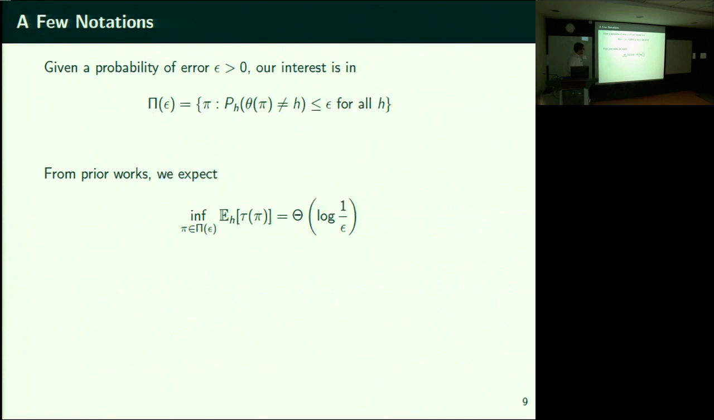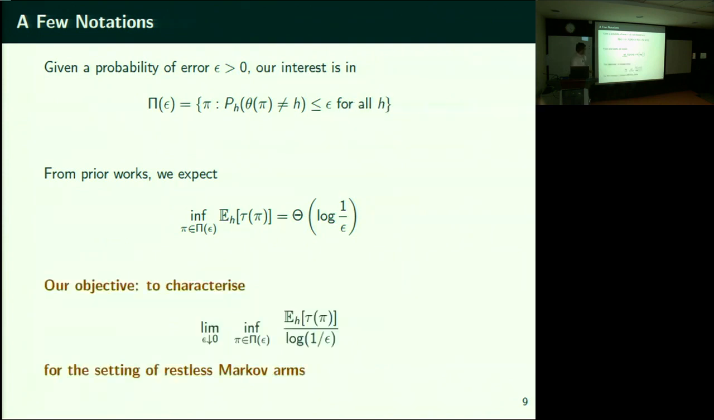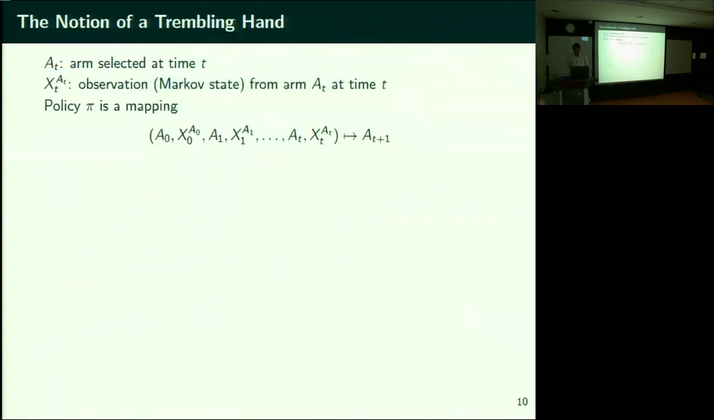Okay. So from prior works, we know that this expected time that you take to identify the odd movie under policy pi actually grows like log 1 by epsilon, where epsilon is the probability of error. Okay, so what we want to do is precisely capture this constant for the problem of restless Markov arms. Okay, so we expect this behavior. What is this growth rate? Can we capture this growth rate, and what does this growth rate tell about the problem itself? What is the answer to this problem, and what does that answer mean for the problem?